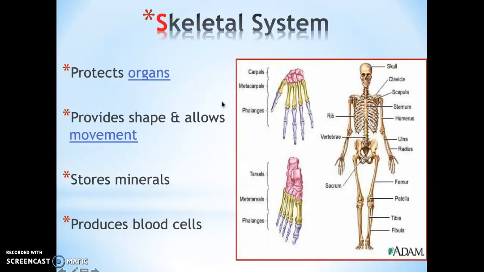The next one is the skeletal system, and this is one that we're quite familiar with. The skeletal system protects your organs, provides shape and allows for movement. Keep in mind though, the one that gives you movement is your muscular system, but the skeletal system is the one that actually supports those muscles and lets the muscles attach to the bones so that you can actually do the movements. It stores minerals and it also produces blood cells.